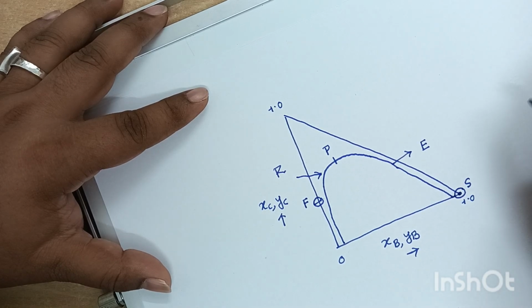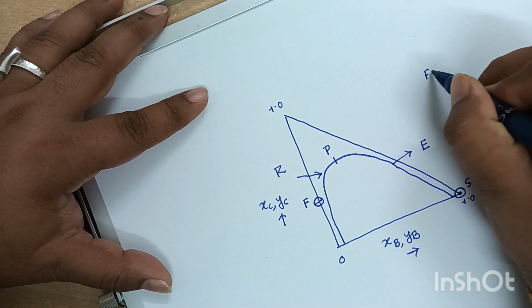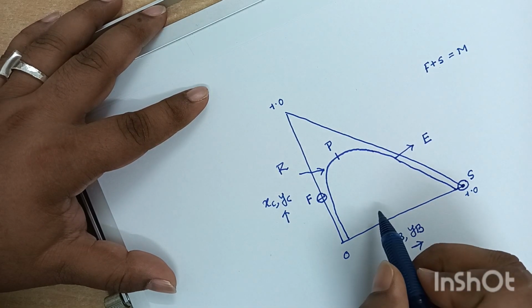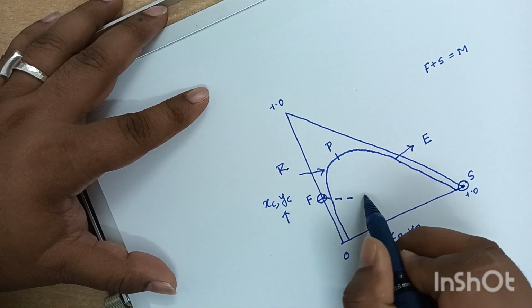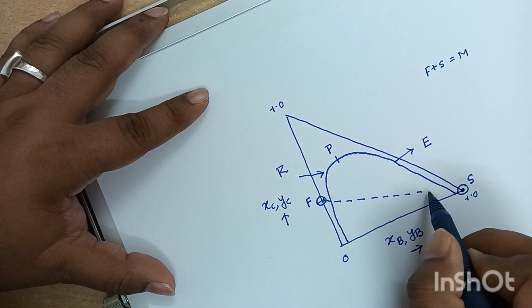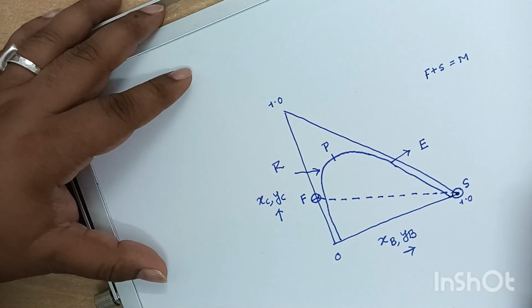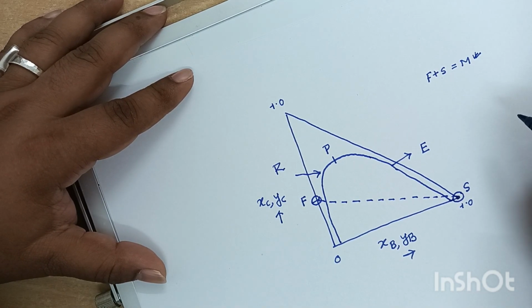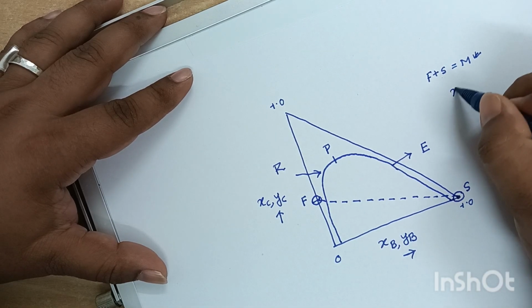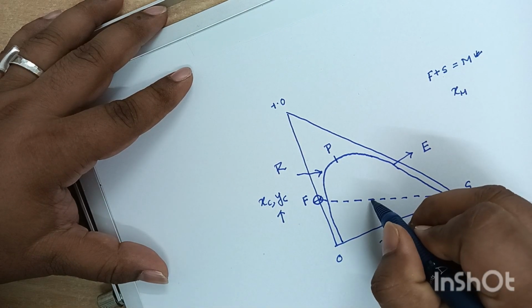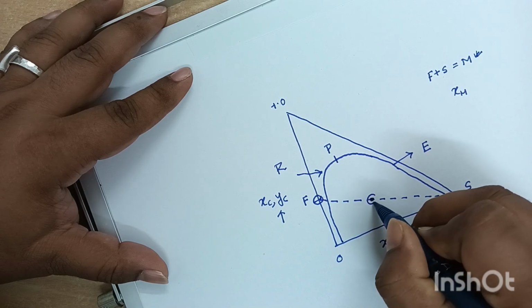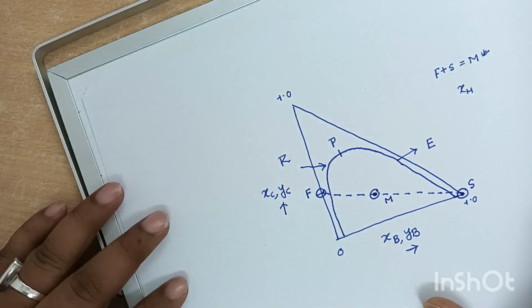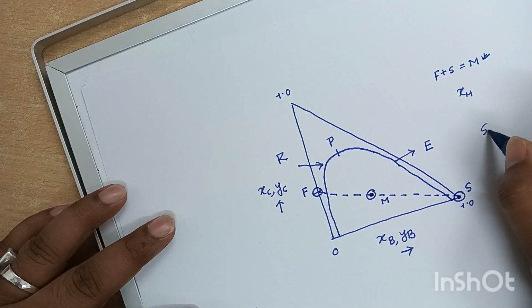Now already I have shown you this equation, F plus S is equal to M, earlier in the total mass balance. So the step involves joining the F and S points and we get the FS line. After that, as per the equation, the location of the M point will be on the FS line. So if you know the xM value, you can easily locate the M point on the FS line. Now comes the most interesting part, how to find out S minimum.